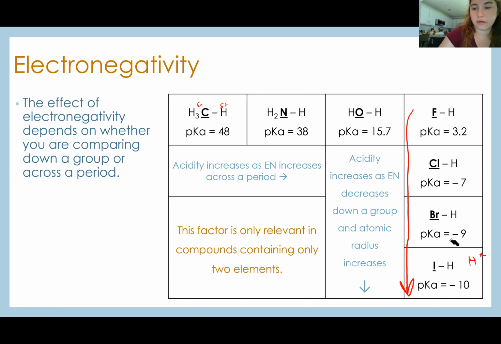So that's why hydroiodic acid is so much more acidic than hydrofluoric acid, even though the electronegativity has decreased significantly. And so the polarization of this bond has decreased significantly. The increase in atomic radius makes it more acidic. And that's true down any group. So sulfur is below water. So hydrogen sulfide is more acidic than water because it's below it.